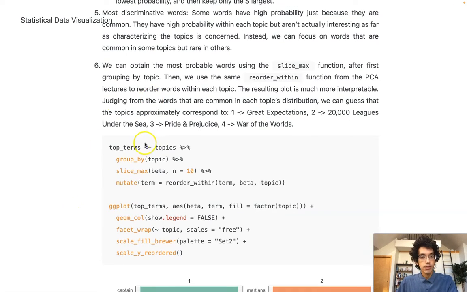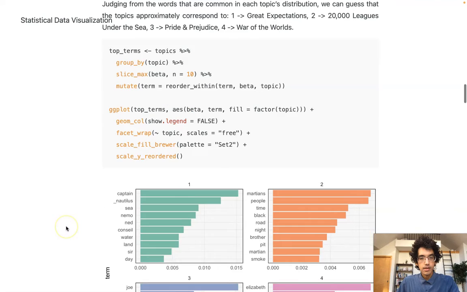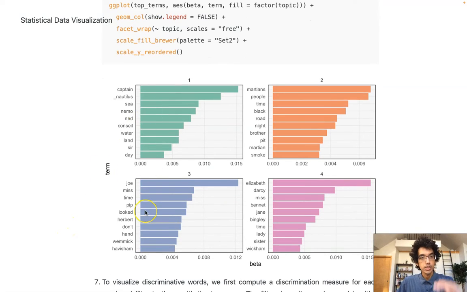Here, I'm trying to find what is the most common word within each topic. And so here, top 10 grouped by topic. And we're making a faceted bar plot, but just those top 10. And what you're able to see is that these words all correspond to 20,000 Leagues Under the Sea. These words all correspond to The War of the Worlds. Basically, it's learned the 4 underlying books.